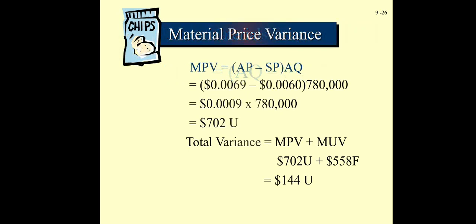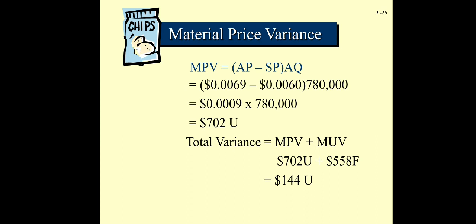Okay, this is the way to calculate the total variance for direct material, for one of the several direct materials. See here, total variance, the second half of the slide. Total variance equal to MPV plus MUV. So if there is a question asking you to calculate total variance for a material, then the answer is total variance equal to material price variance plus material usage variance.